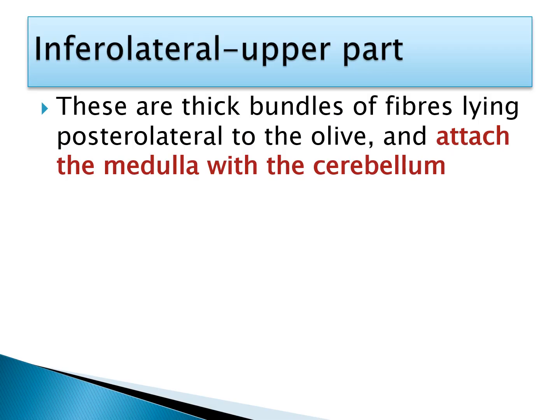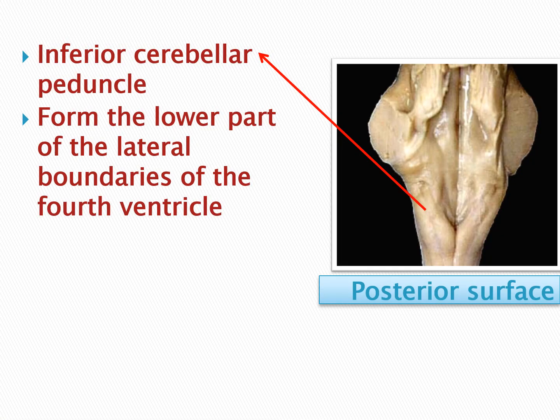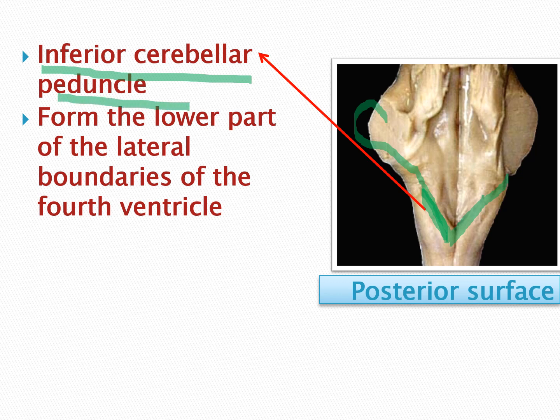So we have finished the infrolateral lower part. Now we will see the infrolateral upper part. They attach the medulla with the cerebellum. Now we are seeing on both sides, the infrolateral upper part. They are the connections between the medulla and the cerebellum, which is removed here. That will be called the inferior cerebellar peduncles.